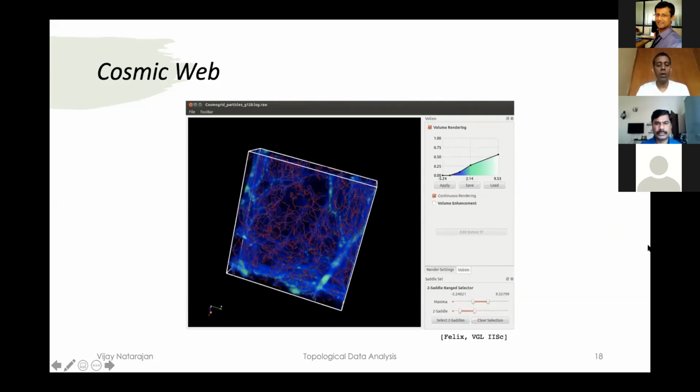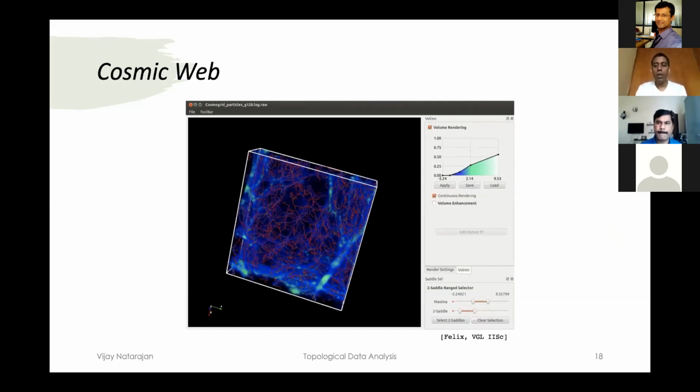Of course, there is a lot more to this than what I described. If you want further details, you are more than welcome to look at our lab's webpage. The name of this project is FELIX, F-E-L-I-X, and it studies the cosmic web.